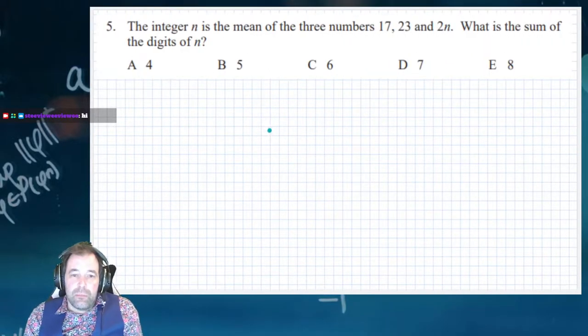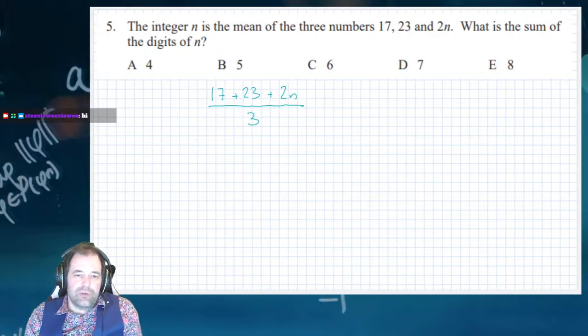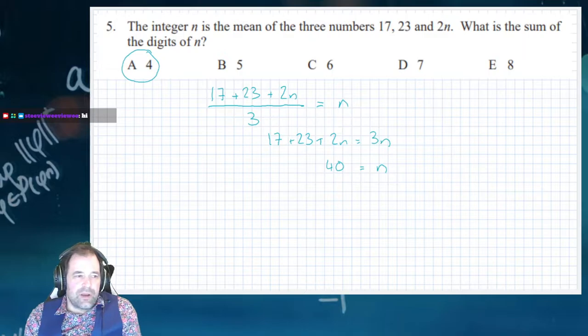The integer n is the mean of the three numbers, 17, 23, and 2n. What is the sum of the digits of n? All right, so we're just going to set up an equation here. The mean is worked out by adding all the numbers together and dividing by how many there are. So we're going to do 17 plus 23 plus 2n divided by 3, because that's three numbers, equals n. So we're going to get 17 plus 23 plus 2n equals 3n. So 17 plus 23 is 40, equals n. So 4 plus 0 is 4. The sum of the digits of n.